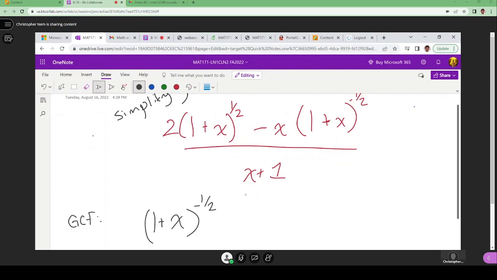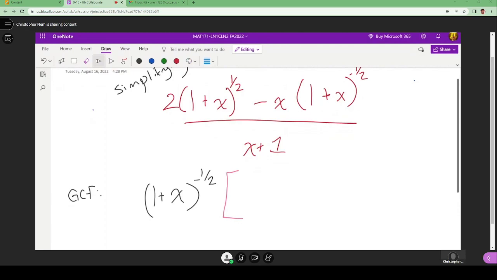So if we factor out this negative 1/2, I'm going to use a bracket to make sure we don't get confused with parentheses. They're going to mean the exact same thing in our case. I just want to reduce the amount of confusion. But we're going to have left over 2. And now I need to know what happens if I take away this term. If I were to take away this term, what is remaining left?